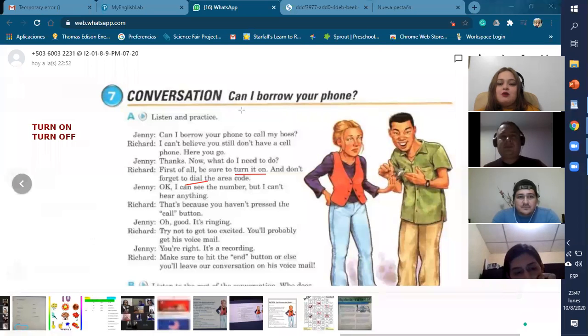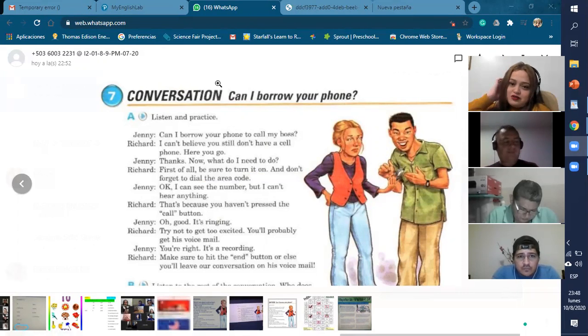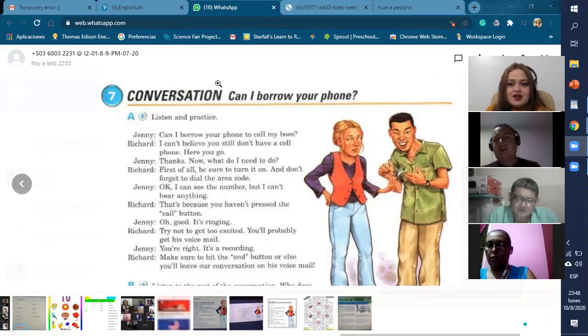Pay attention, everyone. Where can you see the imperative form? Let's find it. Imperative, guys, where can we see it in the dialogue? Remember, imperative is the verb with no subject and no conjugation. The thing is, with the imperative, you don't use any subject. Just the verb. Don't forget. Make sure to hit the button.